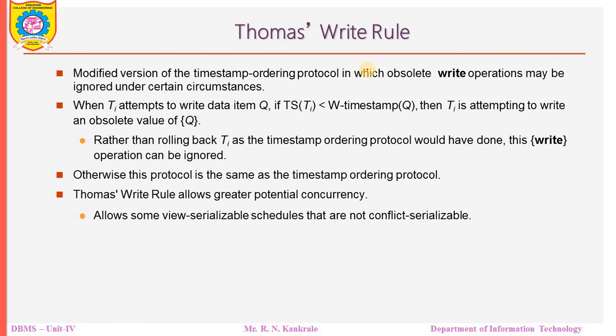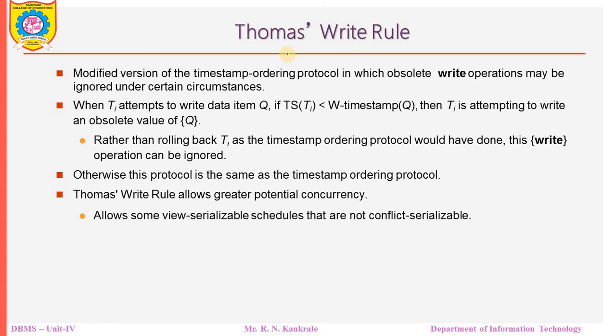Now, the last thing is the Thomas write rule. It is a modified version of the timestamp ordering protocol in which obsolete write operations may be ignored under certain circumstances. In the timestamp based protocol, the main overhead is rollback. But in the case of the Thomas write rule, it will avoid the rollback situation and enhance concurrency, so that many transactions will run concurrently and system performance will be improved.